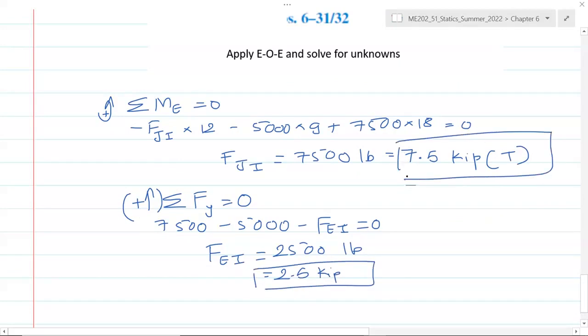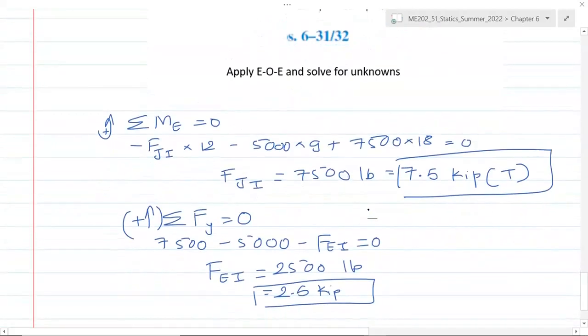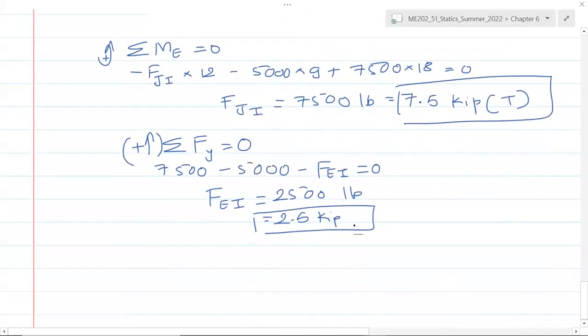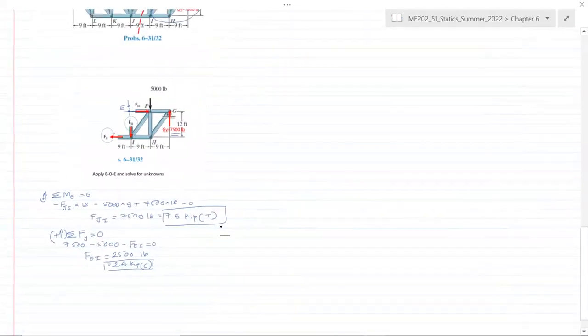And we get a positive number here as well. What it means is that this assumption of the arrow going into the member is correct. That means member Fei is in compression, so we write in brackets C. Okay, so that's how we use the method of sections.